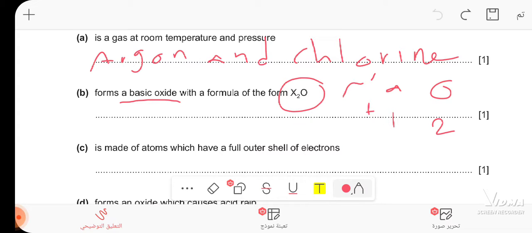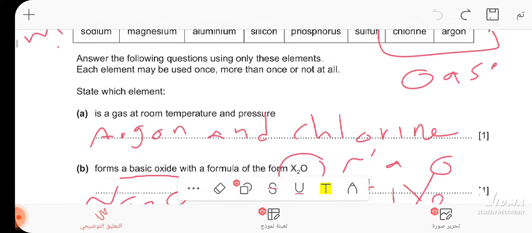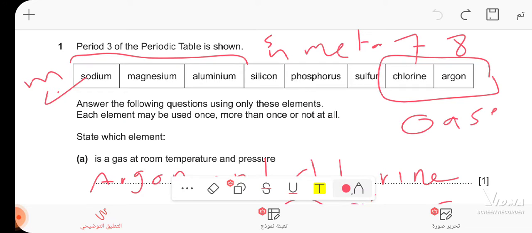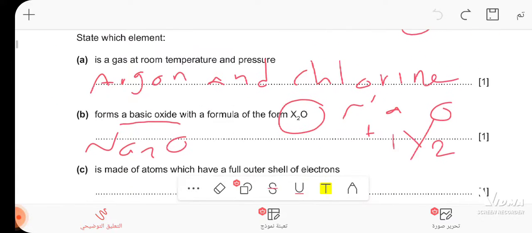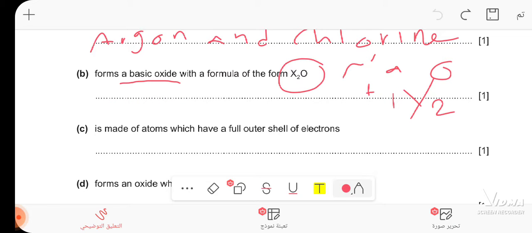So after making the cross, the formula will be Na2O. So sodium will be the right choice. So we can write here sodium. So we now understood why we chose sodium as our answer.